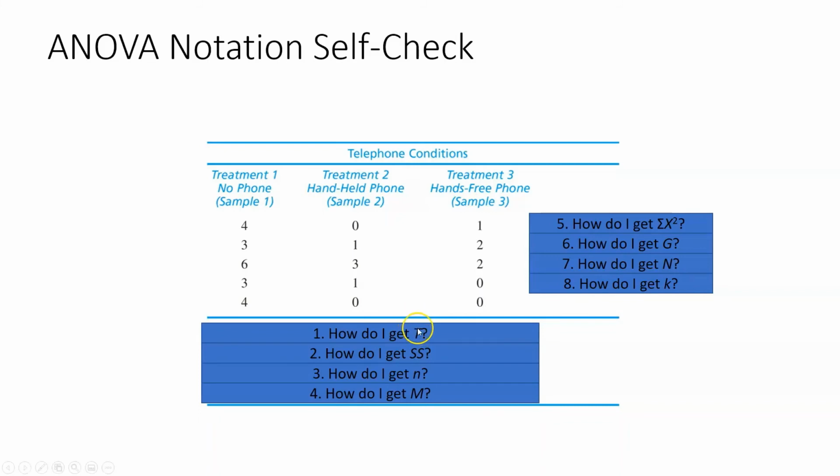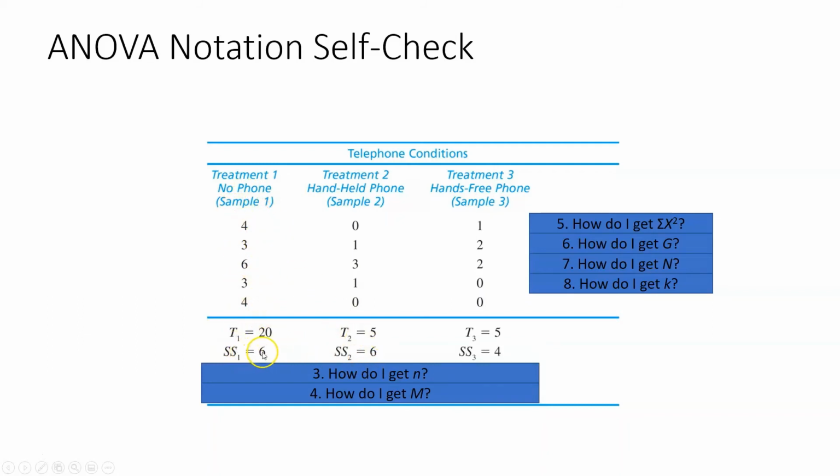T is the total for each condition. So you would add up these scores for the first, these scores for the second, and these scores for the third. How do I get the sum of squares? Remember, the sum of squares is the sum of the squared deviations from the mean. So you'd take the mean of this group right here, and you'd subtract from each score the mean of the set of scores. You'd square that deviation, and then you'd add them all up.